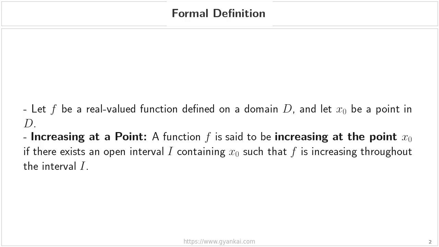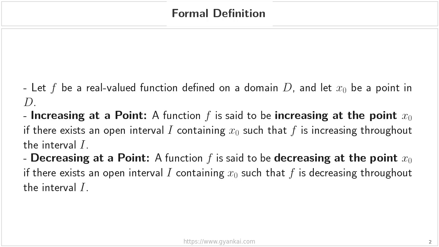Now, let us define what it means for a function to be increasing at a point. We say that the function f is increasing at the point x0 if there exists an open interval, I, containing x0, such that the function f is increasing throughout the entirety of that interval. Similarly, the function f is said to be decreasing at the point x0 if there exists an open interval, I, containing x0, such that the function f is decreasing throughout that entire interval.